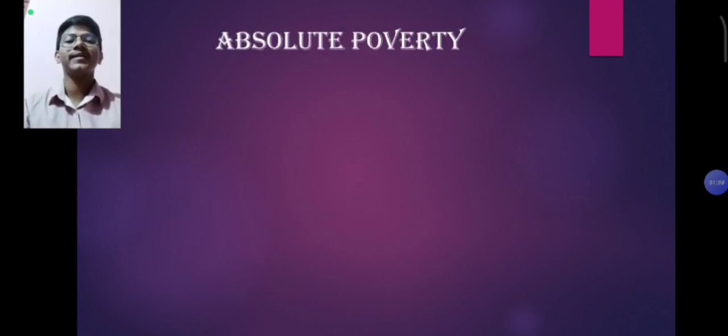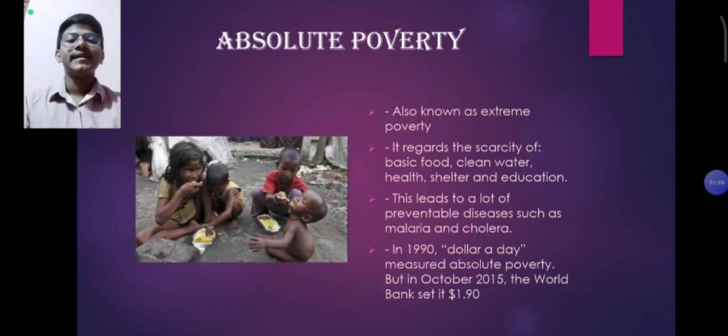Now, absolute poverty. It is also known as extreme poverty. It triggers the scarcity of basic food, clean water, health, shelter, and education too. This leads to a lot of preventable diseases such as malaria and cholera. In 1990, a dollar a day measured absolute poverty, but in October 2015, the World Bank set it at $1.90.